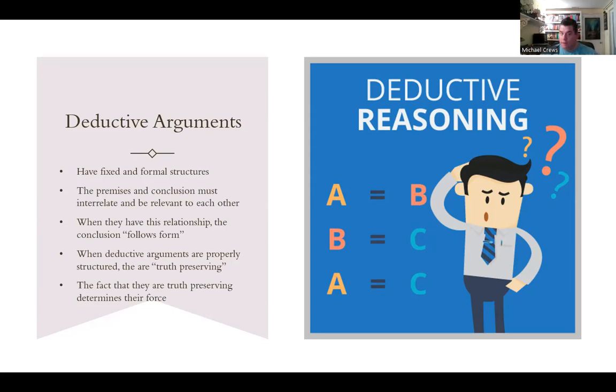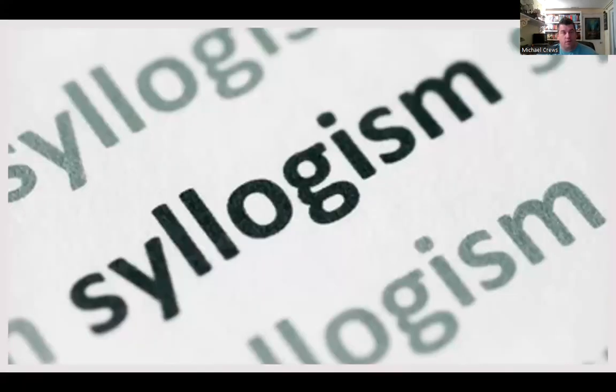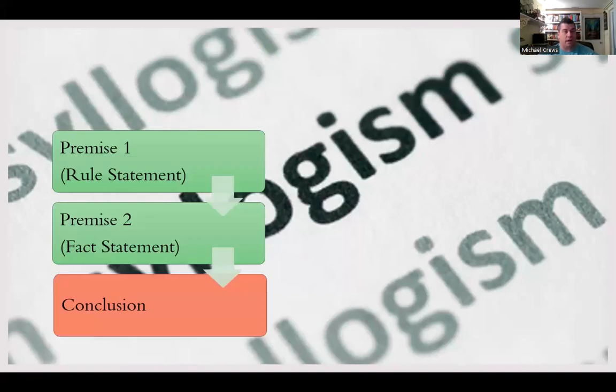When deductive arguments preserve that truth and follow that form, we typically say that they're sound, right? And so the fact that they're truth preserving determines their force, and the force is, again, just the soundness, if you will, of the argument, okay? So the most common form of a deductive argument is a syllogism, and that's what you're being asked to create for your assignment this week. And the syllogism has that rigid structure, okay?